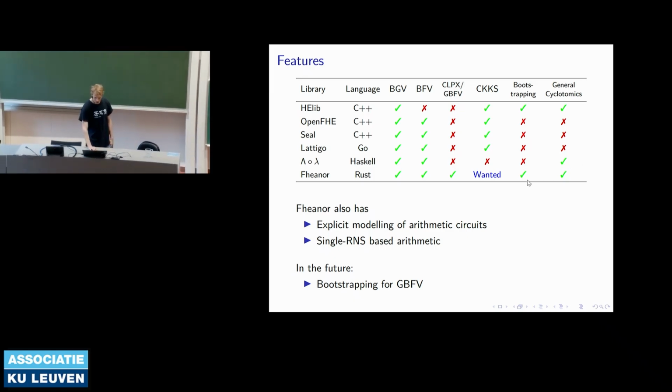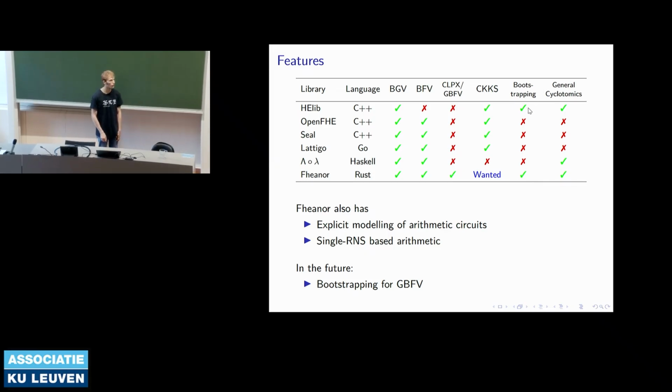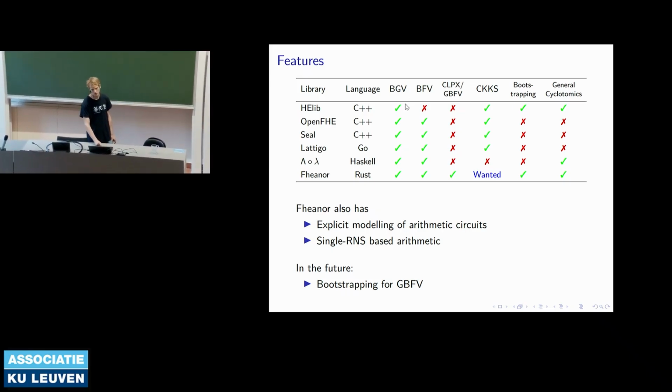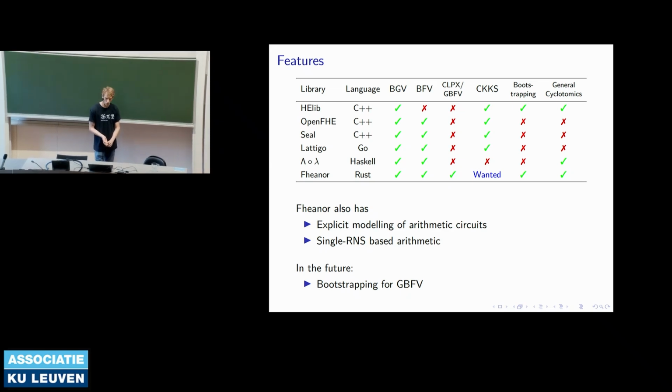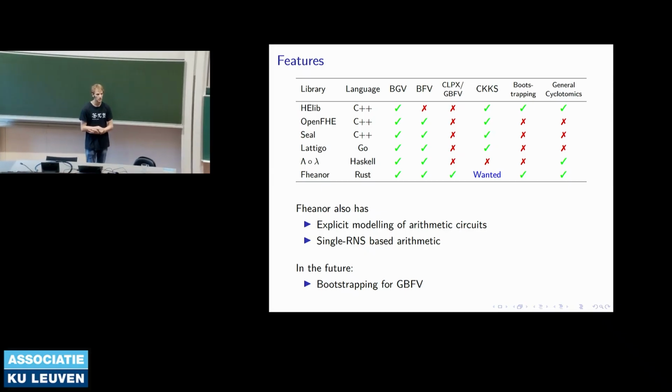Other things that Fheanor has that other libraries don't have: well, bootstrapping. HElib supports bootstrapping for BGV and BFV. Actually, HElib only implements BGV and only has bootstrapping for BGV, not for BFV. But Fheanor does both. And other libraries, as far as I know, don't do bootstrapping. OpenFHE has it planned, but unless my info is outdated, it's not yet properly available.